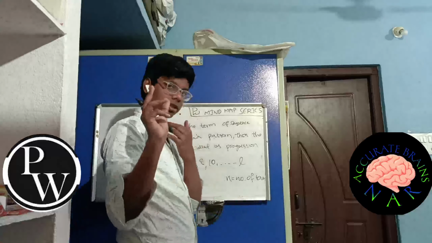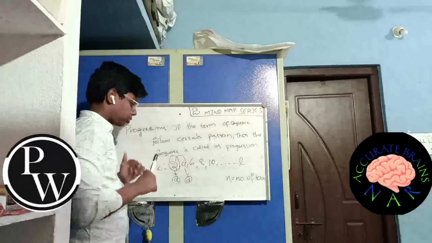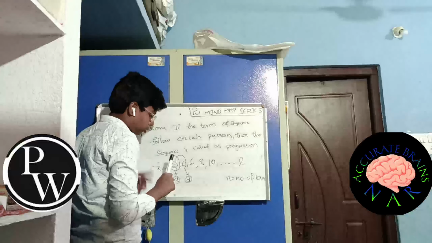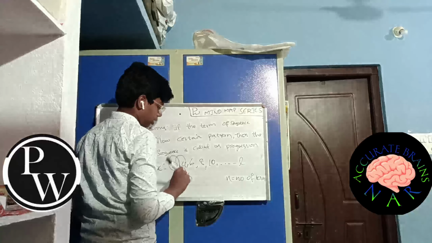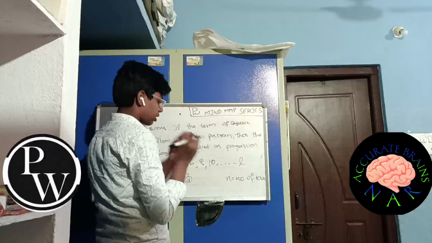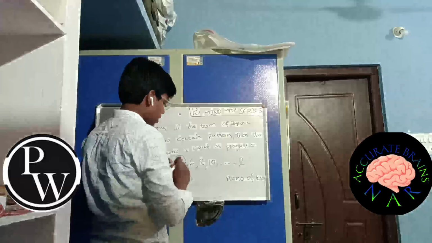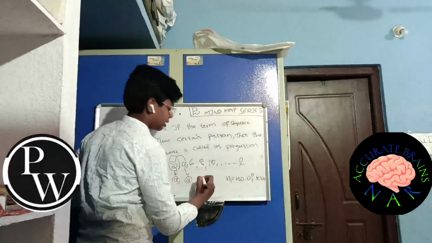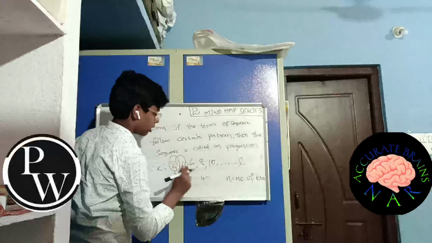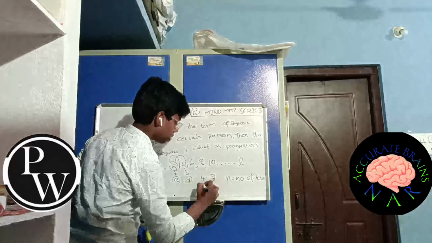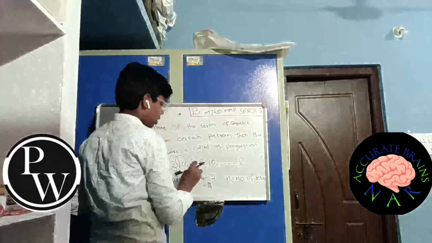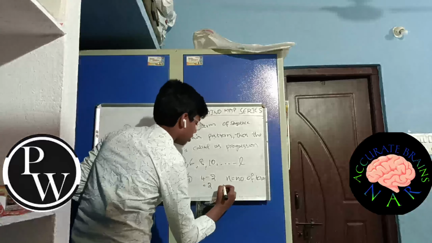So here we have certain formulas for this. Are you clear with that? The first term is A. If we subtract the first term from the second term, we get D, which means the second term minus the first term: 4 minus 2 is equal to 2. The third term minus the second term is equal to 2. This is the common difference.